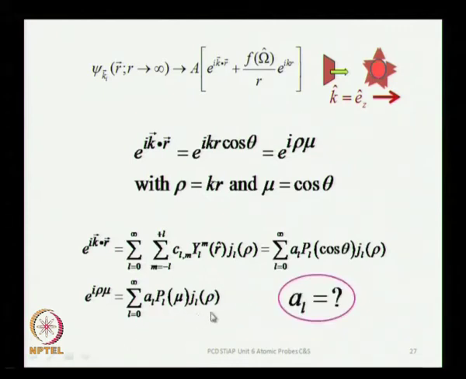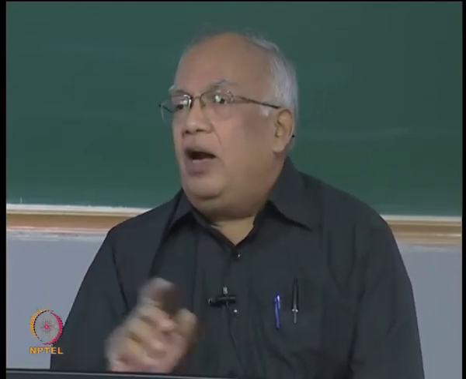j_l of rho, these are the spherical Bessel functions. These are the solutions to the radial part of the Schrodinger equation, right? And we know what is the radial part of the Schrodinger equation. We can solve it. We know the solutions are sinusoidal functions, sine of (k r minus l pi by 2) by r. Okay, those are the solutions for the radial part with appropriate phase shifts due to the potential. So, we already know the solution to the radial part.